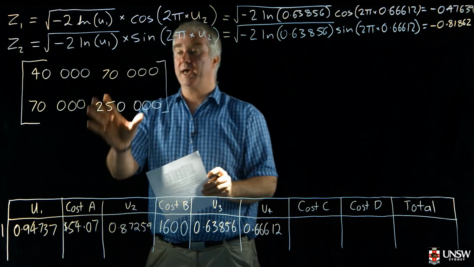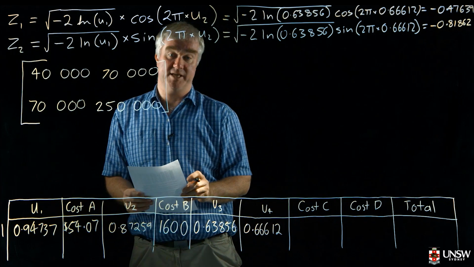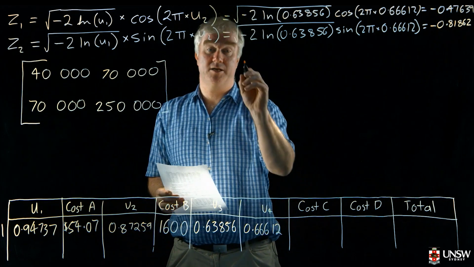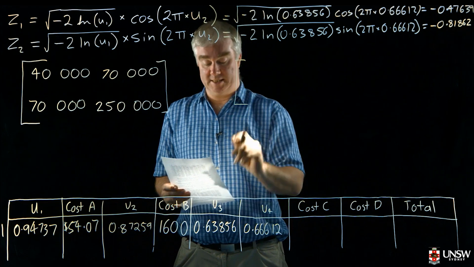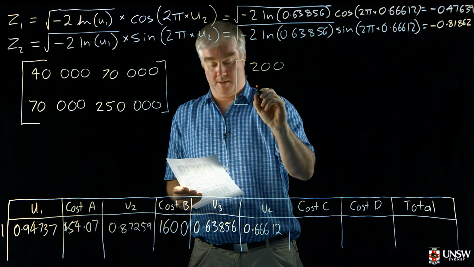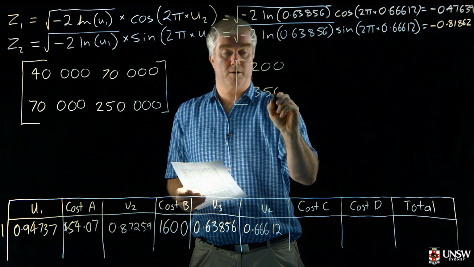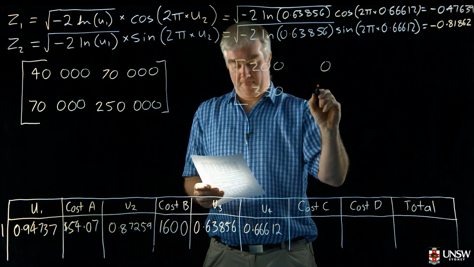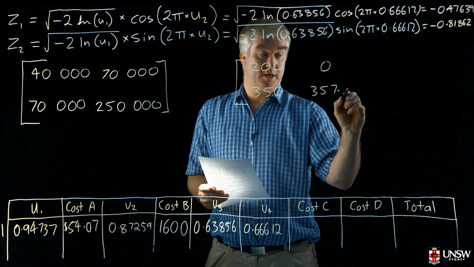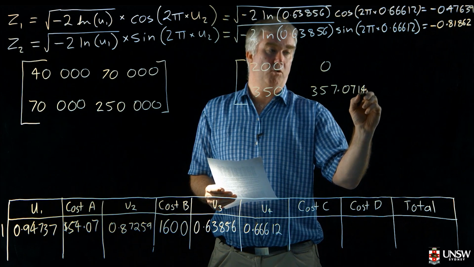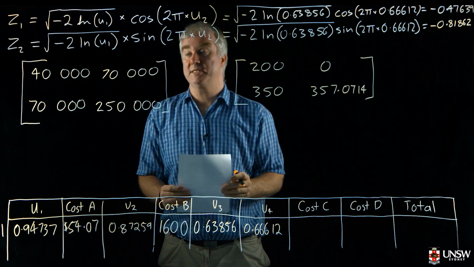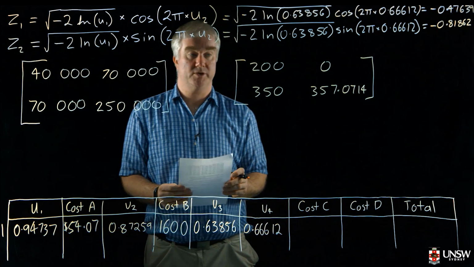Now we need to work out the Cholesky decomposition of this. I'm going to cheat. I worked out the answers using an internet page that does these calculations for us. And we get 200, 350, 0, and 357.0714. So this is the Cholesky decomposition of the covariance matrix.